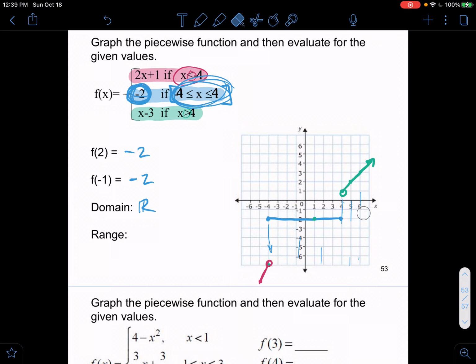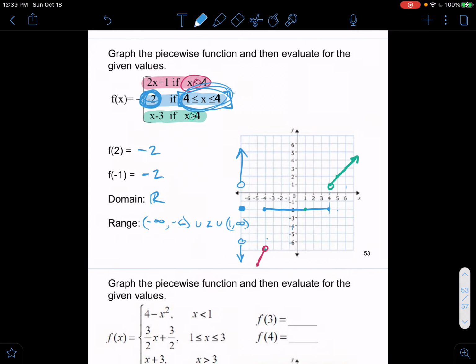As for your range, when you're thinking about your range, it looks like we are going to have some gaps here. So we will have hits going from here to here, and from here to here, and then we also have a hit here. So our range would be from -infinity to -6, union, 2, union, 1, comma, infinity. And that would be it.